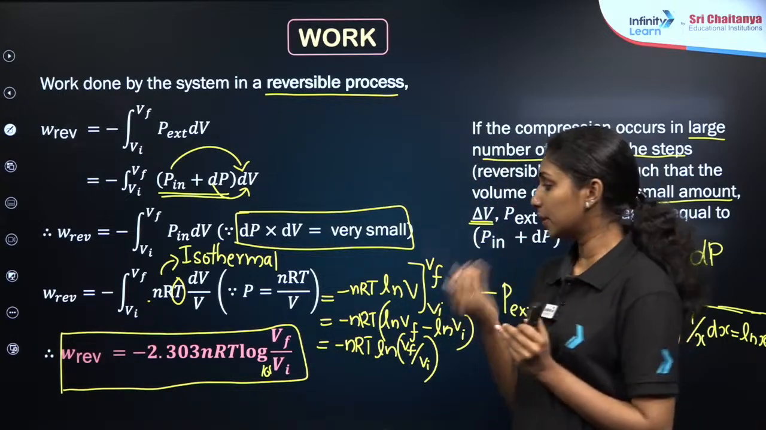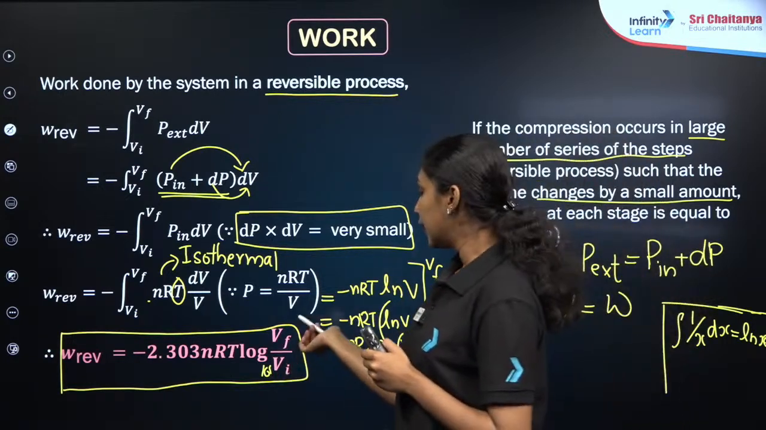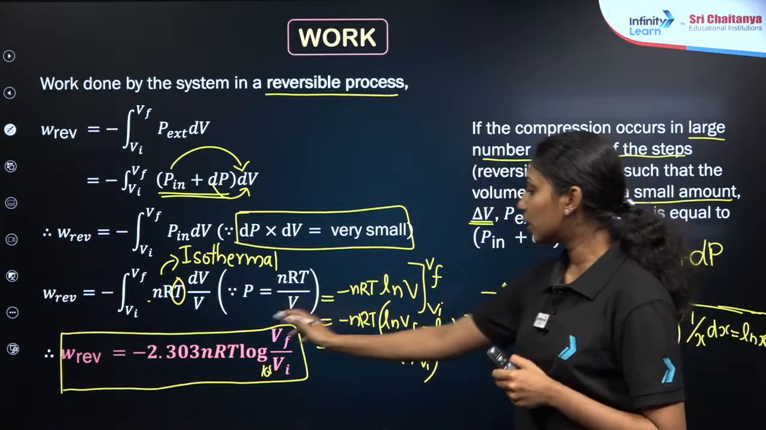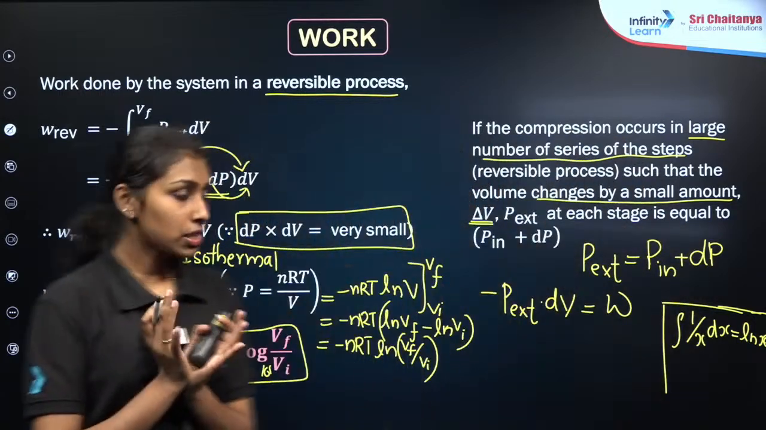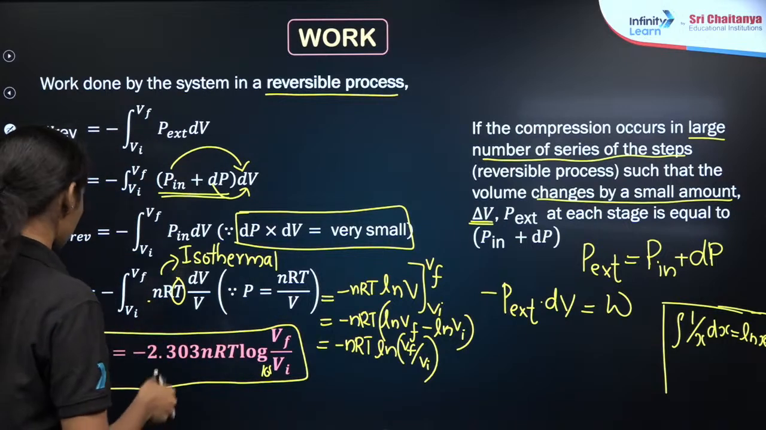In order to solve the problems, you will get the values of initial volume as well as final volume. You will put the values here, and you will get the reversible work done during an isothermal expansion or compression. This will be the expression.